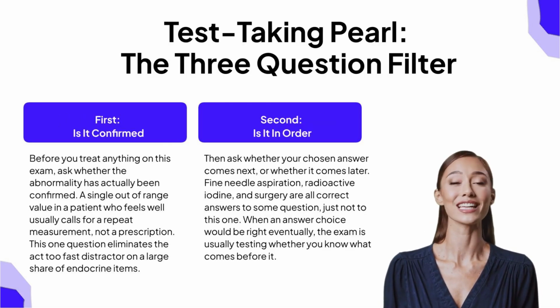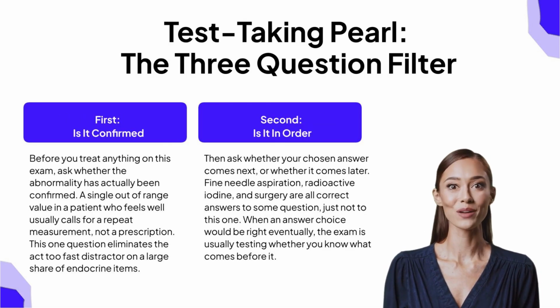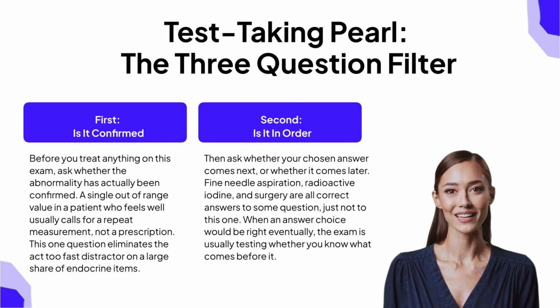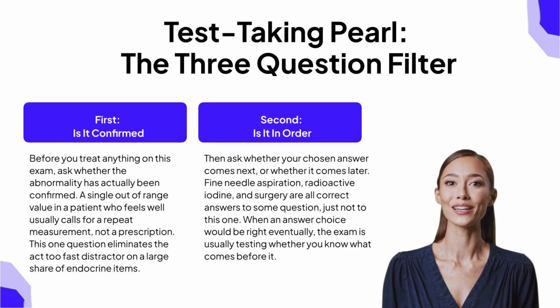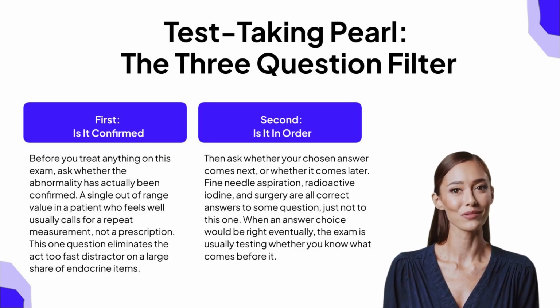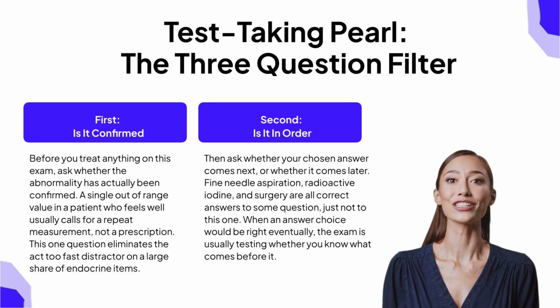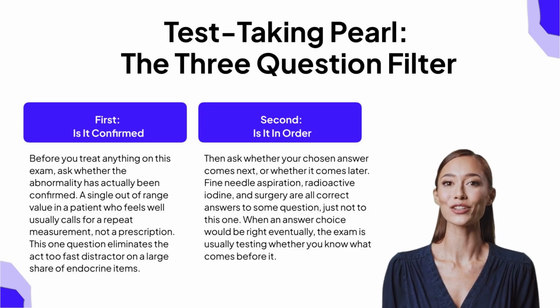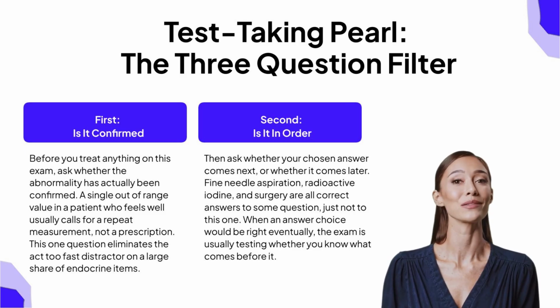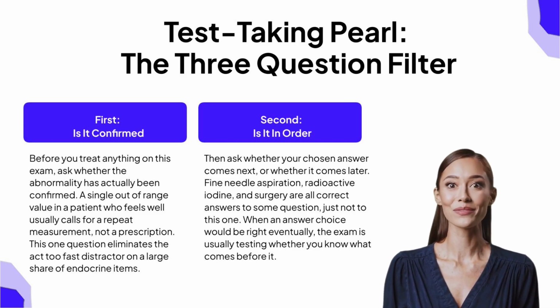Before we close, a test-taking pearl that generalizes far beyond the thyroid. Run every endocrine answer choice through a filter. First, is it confirmed? Before you treat anything, ask whether the abnormality has actually been confirmed. A single out-of-range value in a patient who feels well almost always calls for a repeat, not a prescription. That question alone eliminates the Act 2 fast distractor on many endocrine items, and you saw it work on our subclinical hypothyroidism question. Second, is it in order?